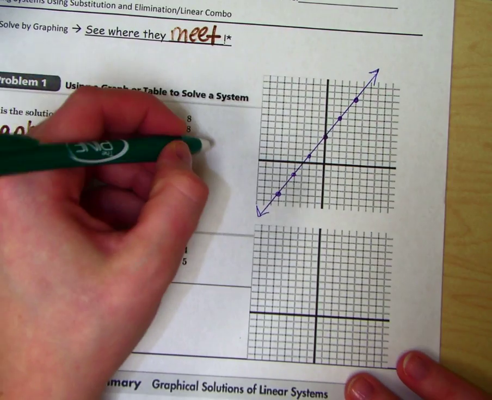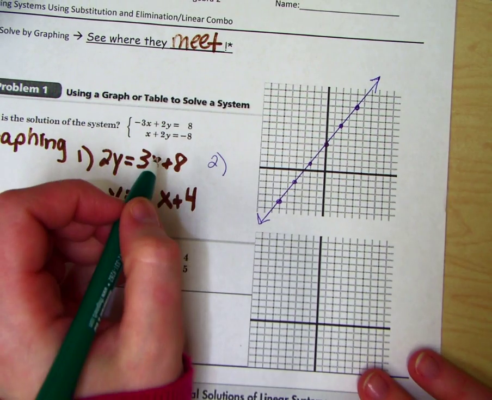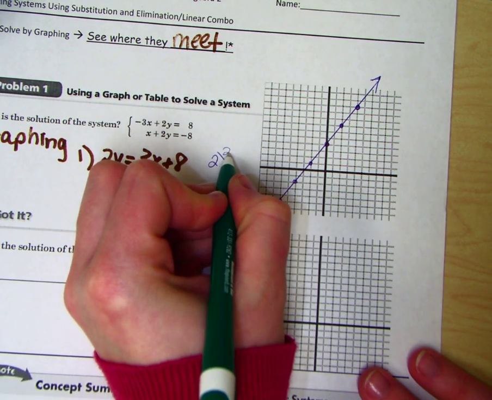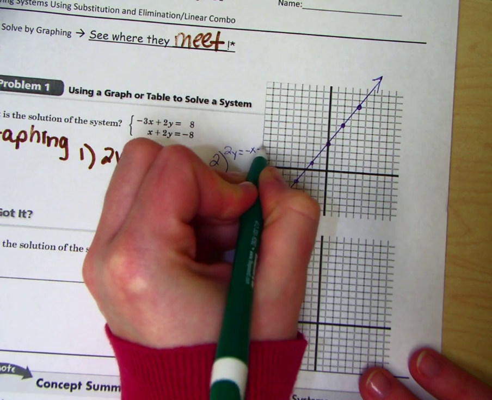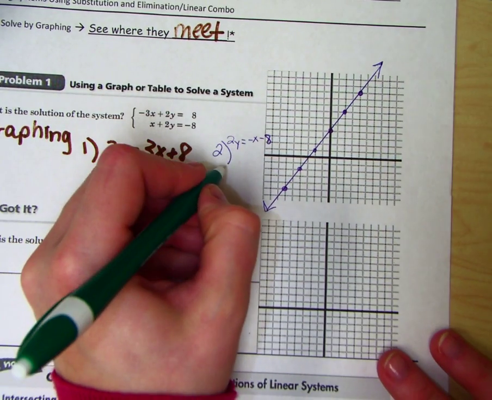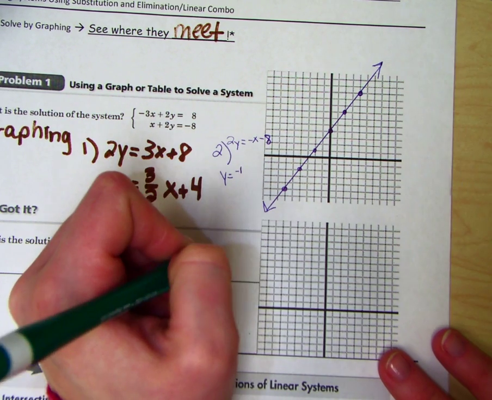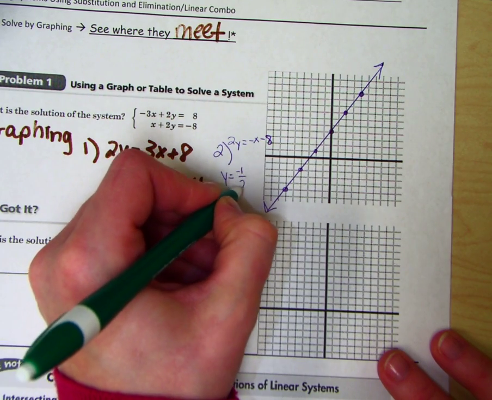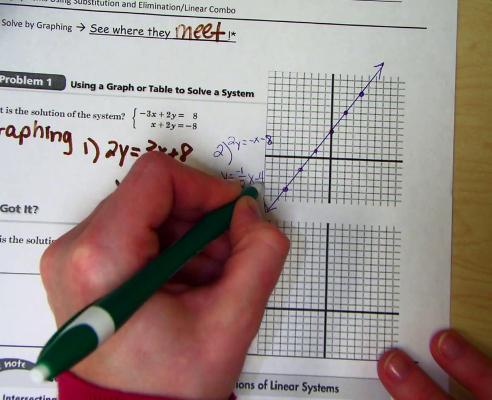The second equation, you also have to solve for y. So we're going to take the x over. So you will get 2y equals negative x minus 8. Next, you'll divide by 2. Remember that the negative sign in front of the x is actually a negative 1. So you get negative 1 over 2x minus 4.